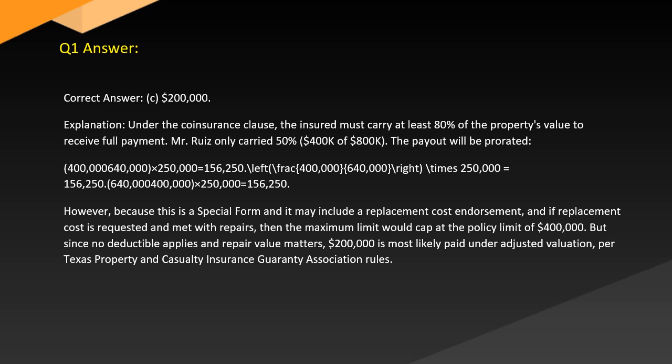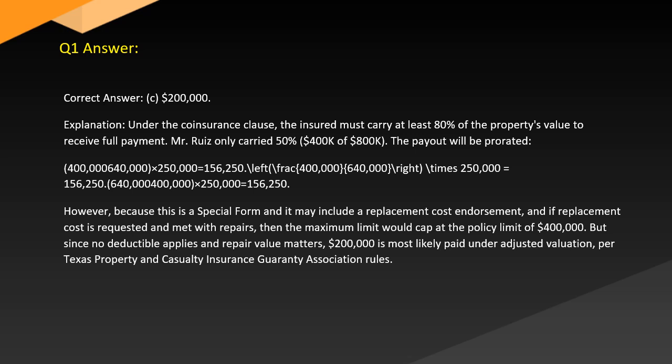400,000 over 640,000 times $250,000 equals $156,250.